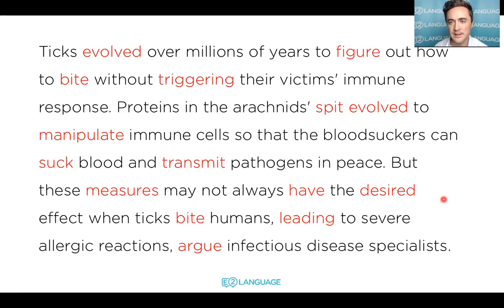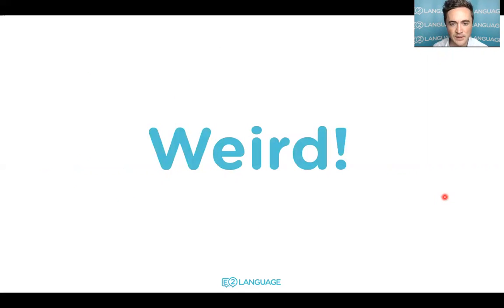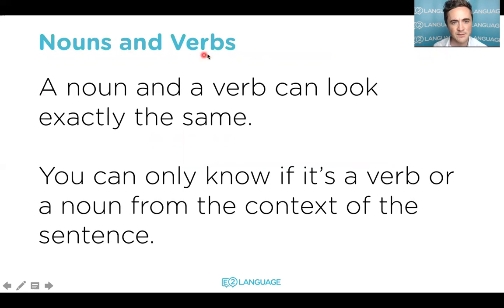Cool. So what have I done to identify these verbs? First I look at the words, I simplify them, and I put you can before it. So you can evolve, you can trigger, you can spit, you can manipulate, transmit, desire, bite, lead, and argue. Sweet. We now have a method to identify verbs. Something weird is going on though, because sometimes when I look at a word, it could be a verb, but it could be a noun, and it makes it a bit harder. So a noun and a verb can look exactly the same.